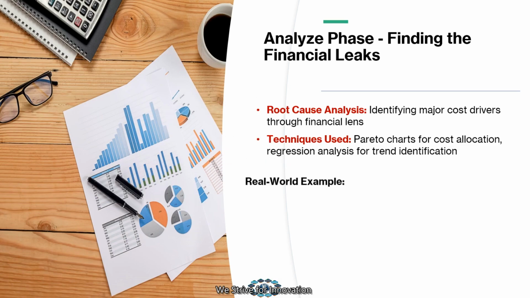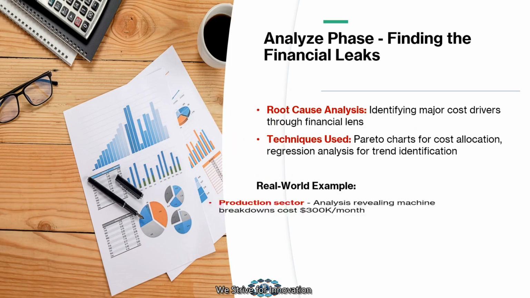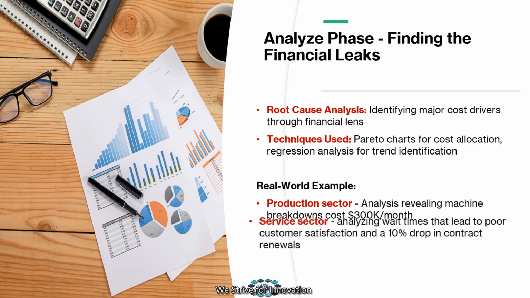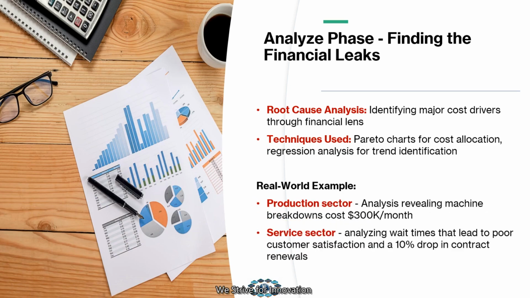Example here, let's go for example on the production sector. You analyze machine breakdowns, which are causing 70% of the production delay, which leads to $300,000 in lost output monthly. Now, 70% of delay. Now you want to know where that 70% is coming from. That's why a Pareto chart here will be a good indicator. Service sector, for example, you analyze wait time, which leads to poor customer satisfaction and a 10% drop in contract renewal.